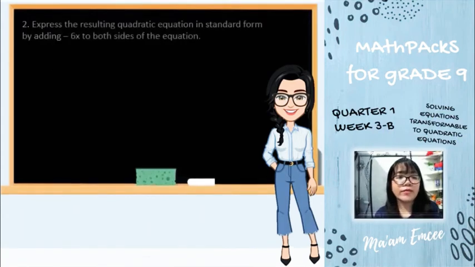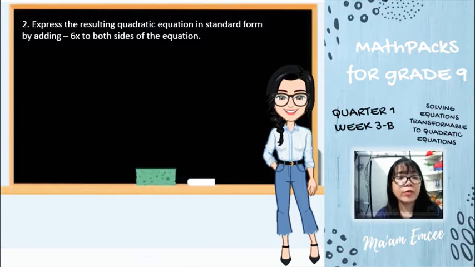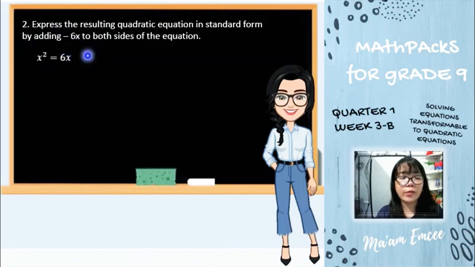So again, the second step is to express the resulting quadratic equation in standard form by adding negative 6x to both sides of the equation. So if we have x squared equals 6x, we need to add negative 6x to both sides of the equation. But why do we have to add negative 6x to both sides? In order for us to have this side of the equation equal to 0, because if we add 6x by negative 6x, the answer will become 0.